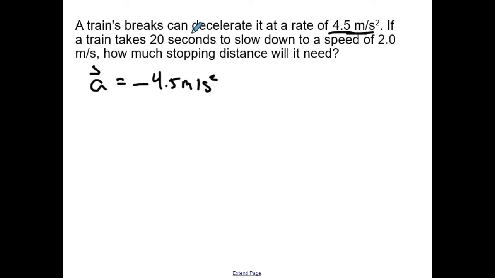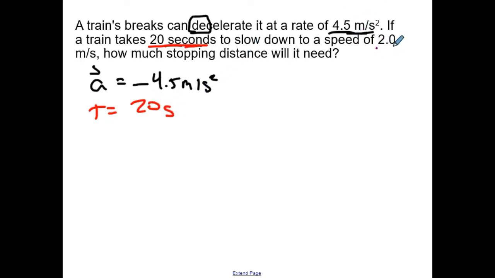And here's the answer. It's because you were decelerating. You're slowing down. And so that's really important that we actually use a negative number, because if you use a positive number, you're speeding up. Okay, I also noticed that it said we took 20 seconds. So that means we have a time, because 20 seconds is a time value.